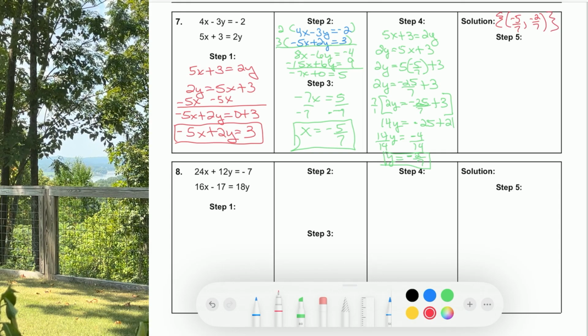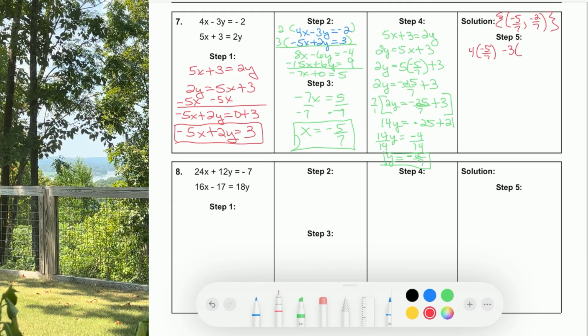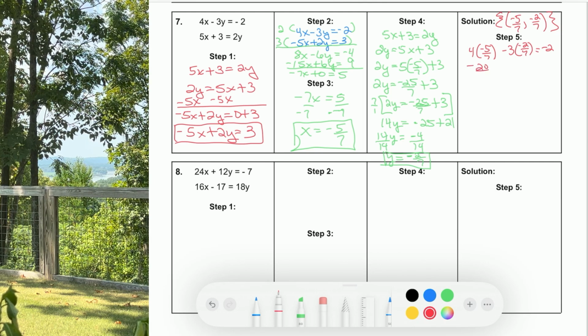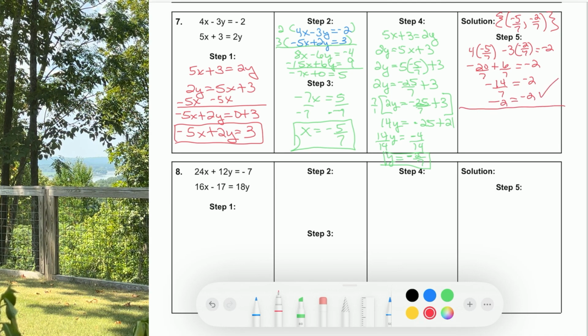Now we need to use those to plug in and verify that they are the correct answers. So 4 times negative 5 over 7 minus 3 times negative 2 over 7 equals negative 2. That gives us negative 20 over 7 plus 6 over 7. We'll get negative 14 over 7. And that reduces to negative 2, which in fact equals negative 2. So we're good on that one. Let's check the other one.